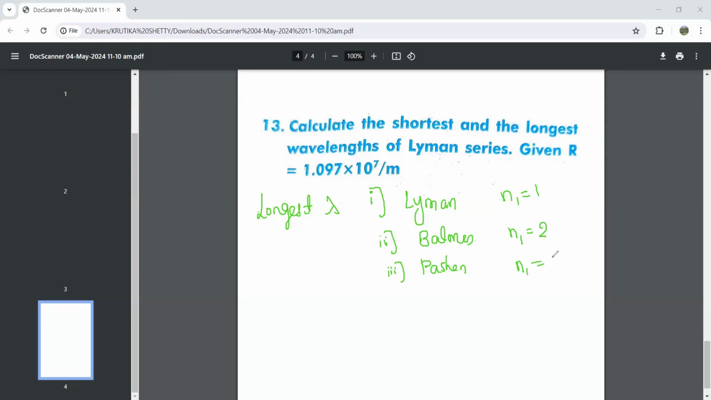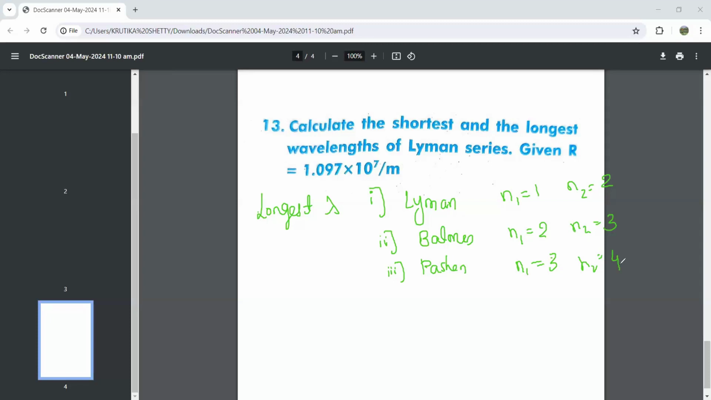Bracket P fund, right? Or Passion P fund. P fund is 5. Bracket and Passion, which is 3, which is 4. Yes, 3. Okay, so for the Passion series, N1 is equal to 3. For the longest wavelength, N2 is equal to... here 1 means 2 will come, 2 means 3 will come, 3 means here it is 4.